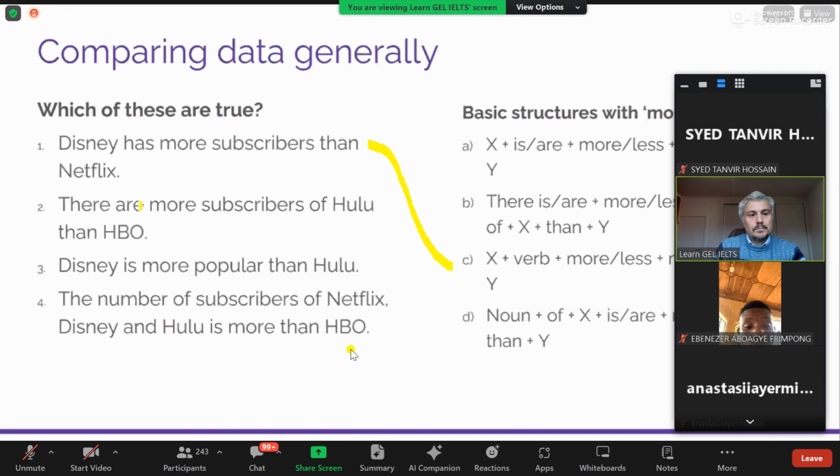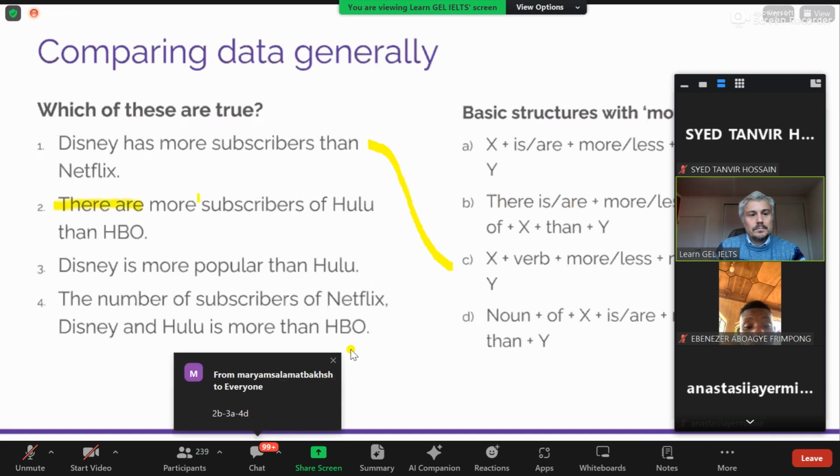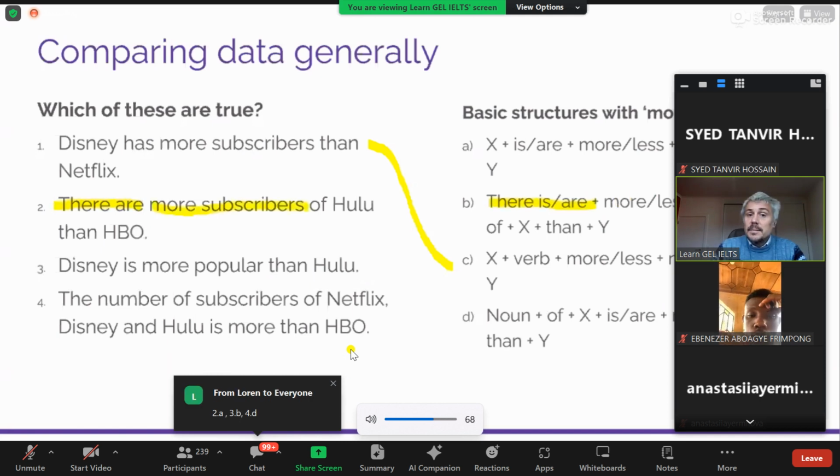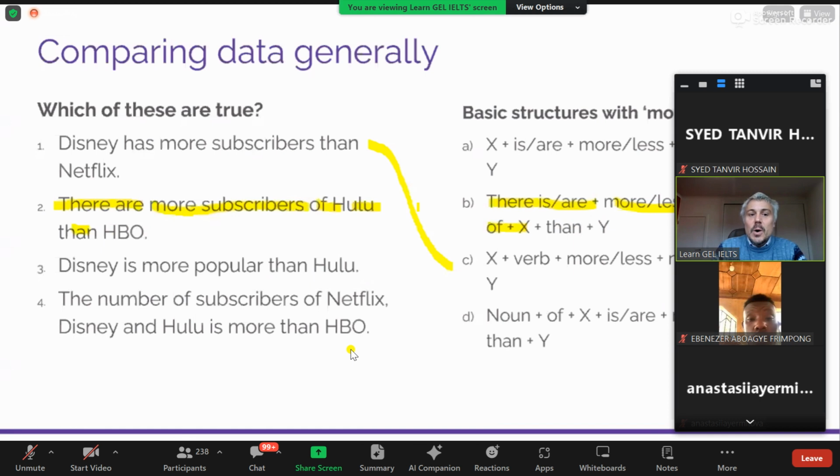Number 2 starts with there are. And here we can see B starts with there is or are. Then we've got more plus a noun, more or less and a noun, of X, than Y. So number 2 is structure B. Number 3 is structure A.